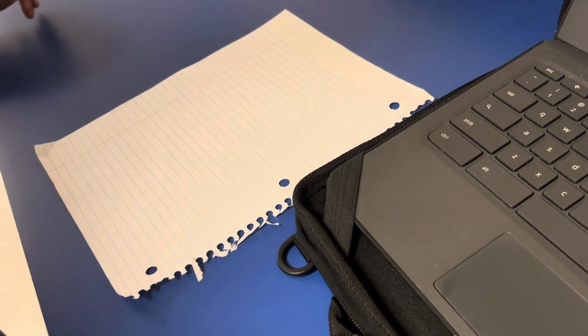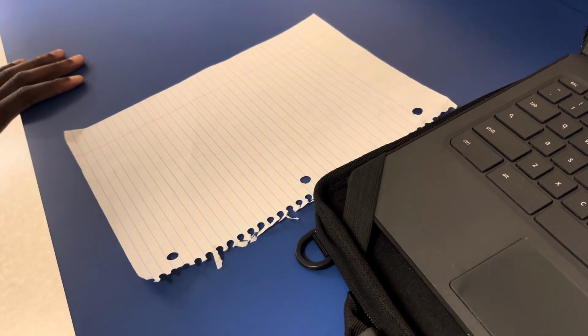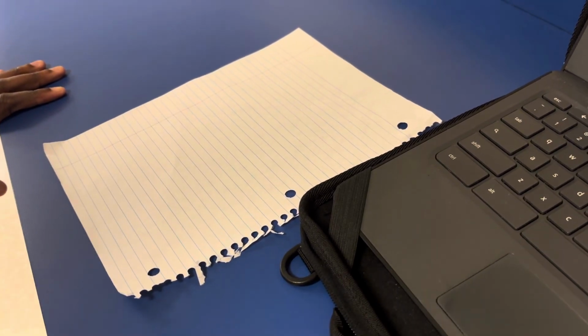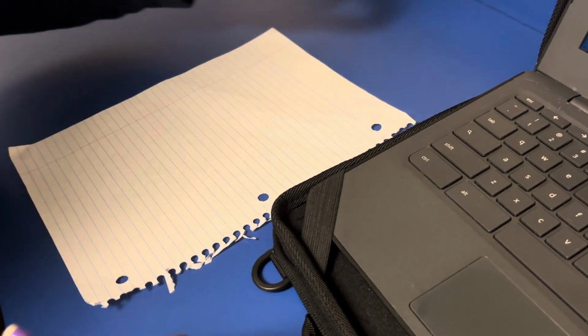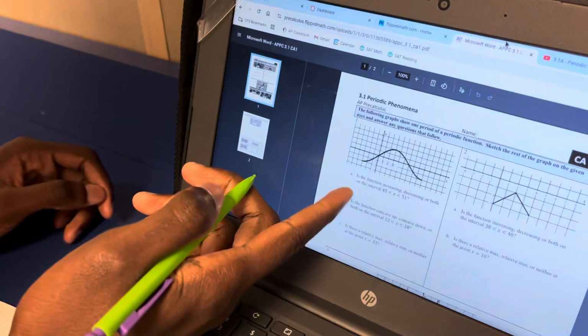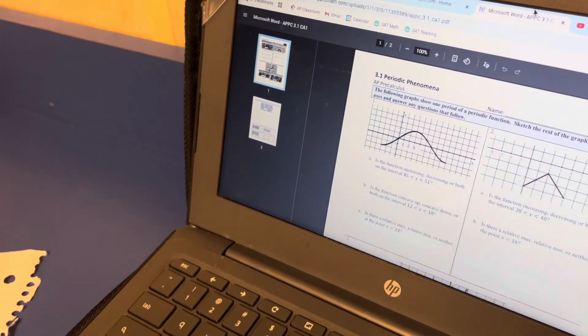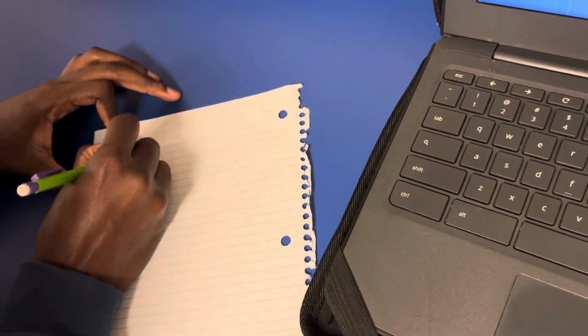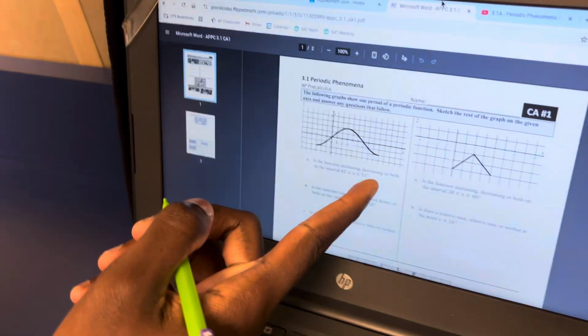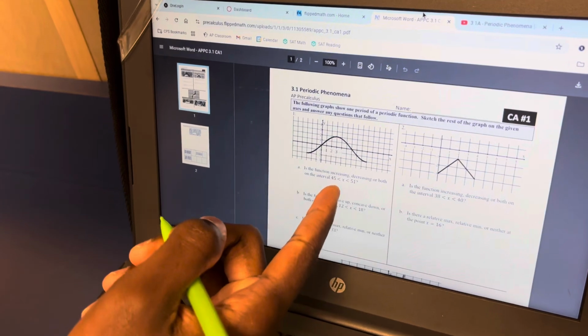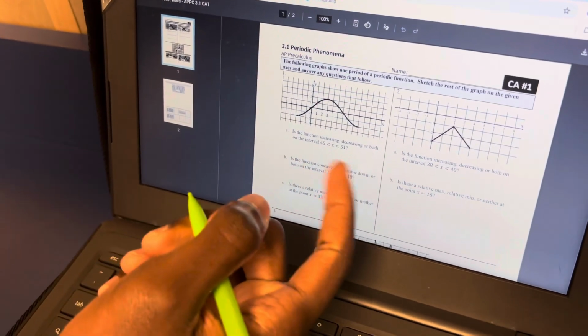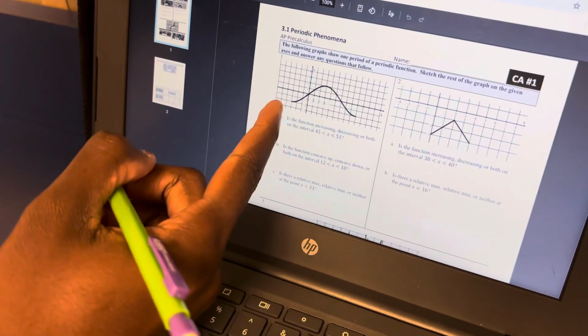Today I'll be teaching you guys how to find the value of a given function at a specific number using the period. So here today we have this function, and for part a it's asking: is the function increasing, decreasing, or both on the interval 45 to 51? So first of all, for this we need to find the period.